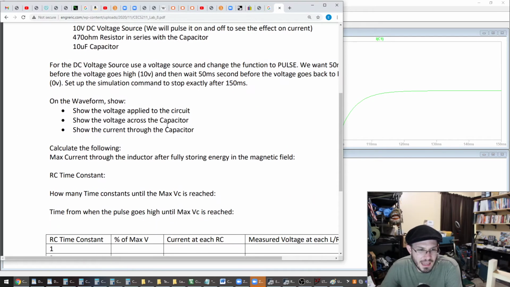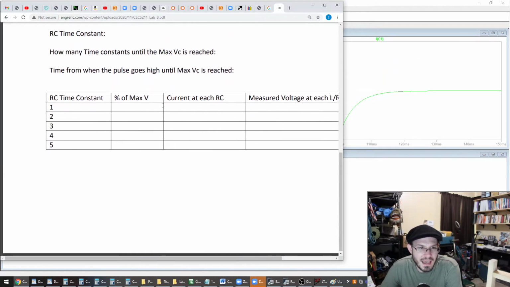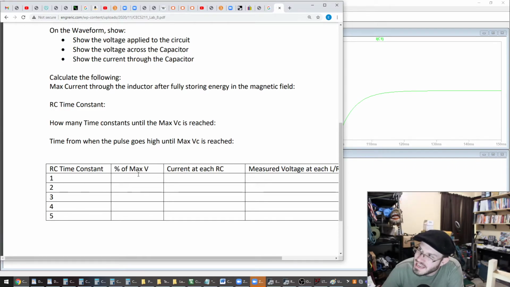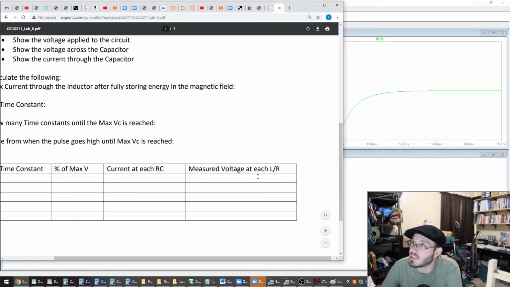So going back to the lab document, show the current through the capacitor, percent of max V, that's the universal time constant chart, the current at each RC, you can figure that out. And then the measured voltage at each, I forgot to change this. This should say RC over here. Measured voltage at each RC time constant, not L over R. Sorry.